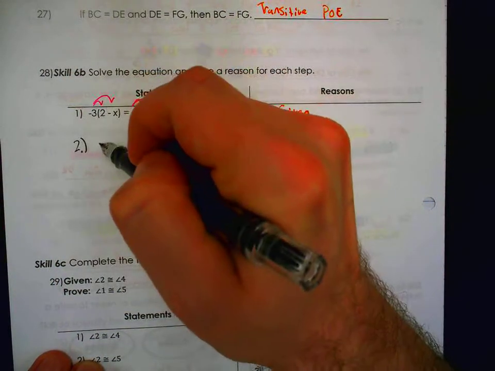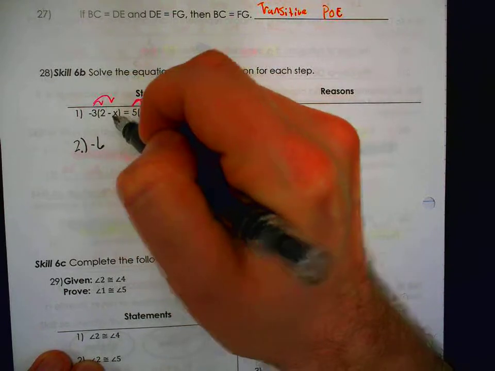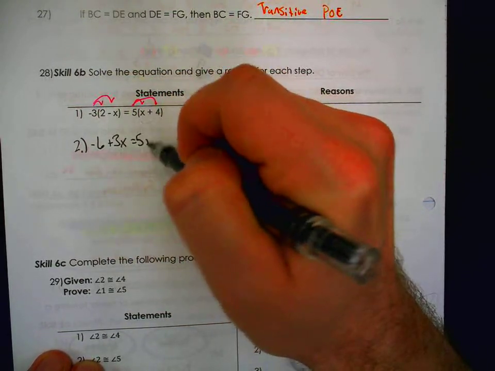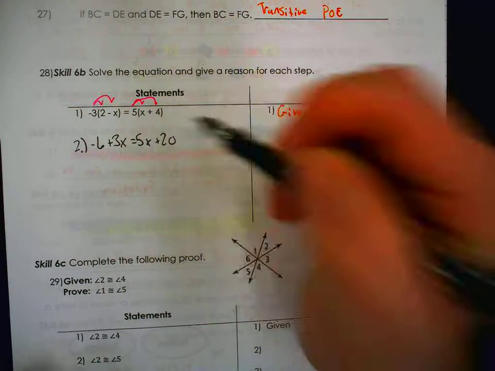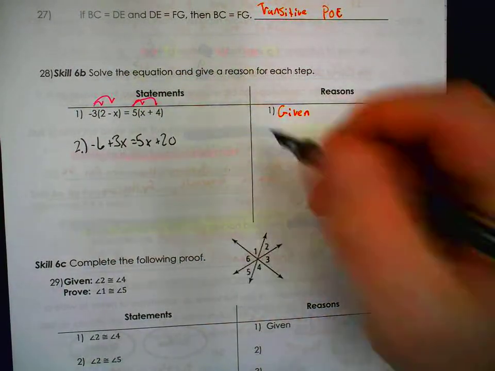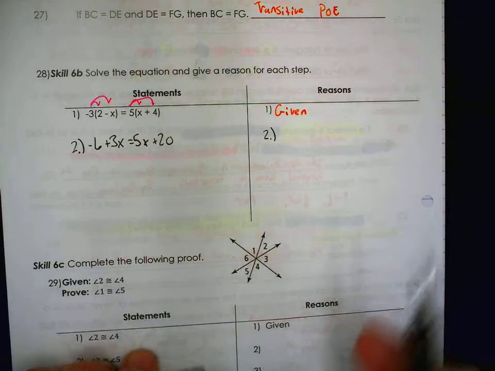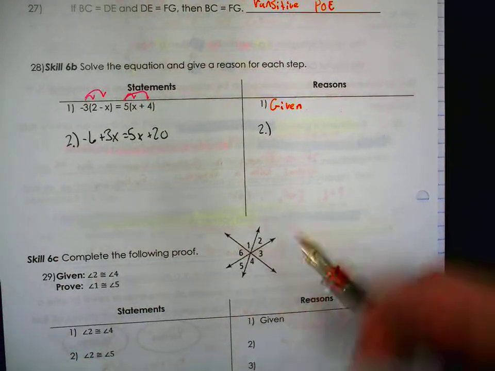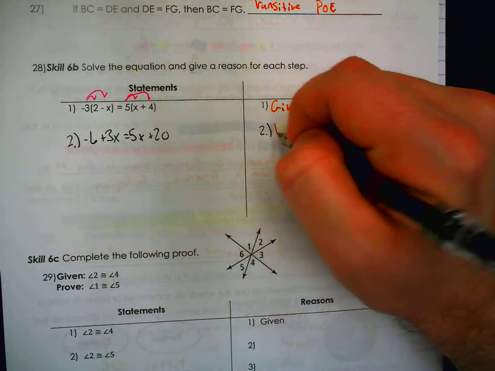So -3 times 2 would be -6. -3 times -x would be +3x. 5 times x, 5x, and then 5 times 4, 20. On the right side, under reasons, here's where I have to give the property that allows me to do that. Well, we even use the word distribute. This would be the distributive property.